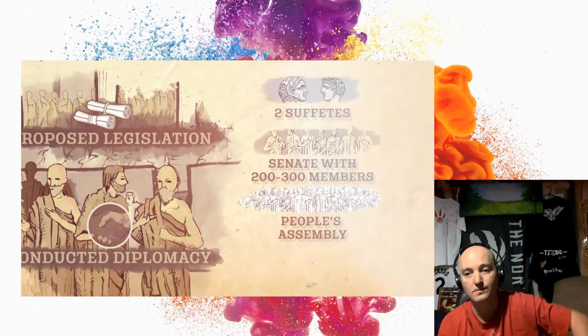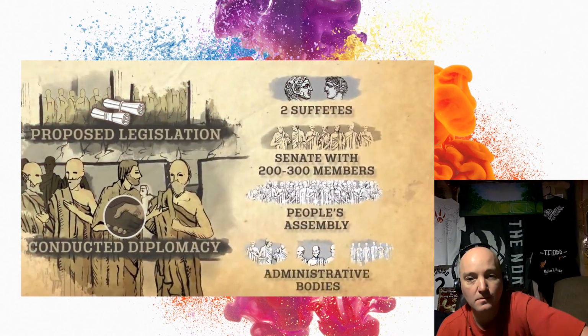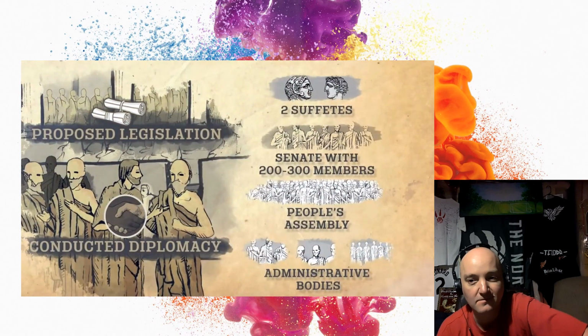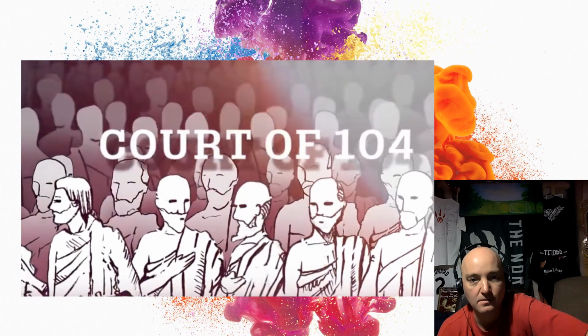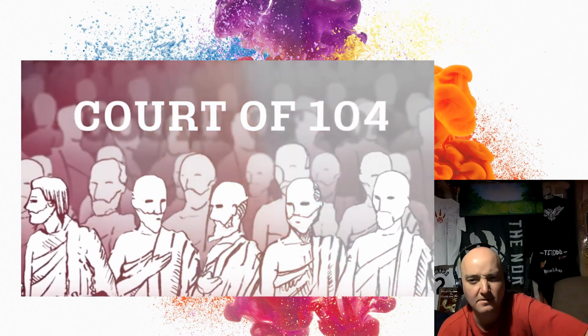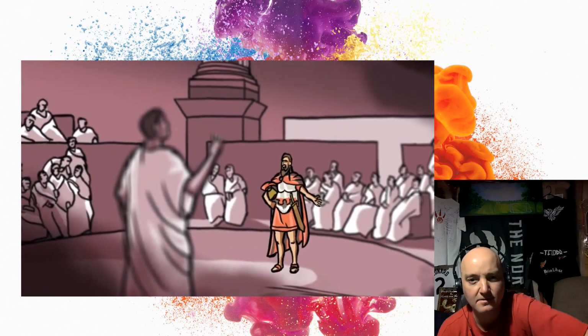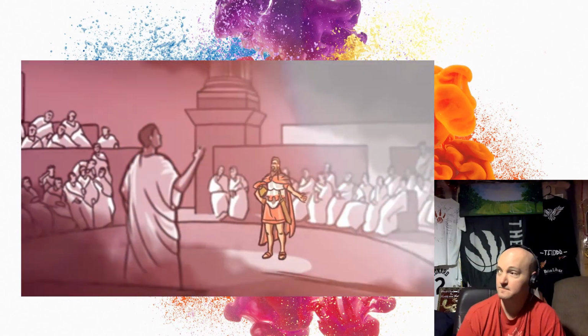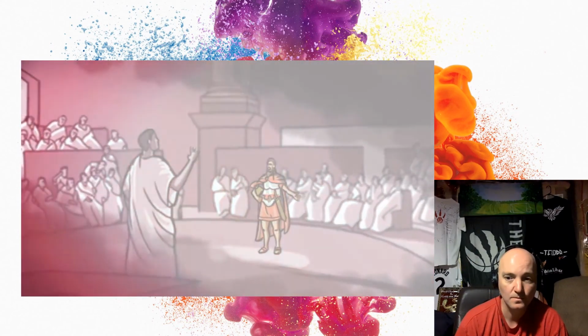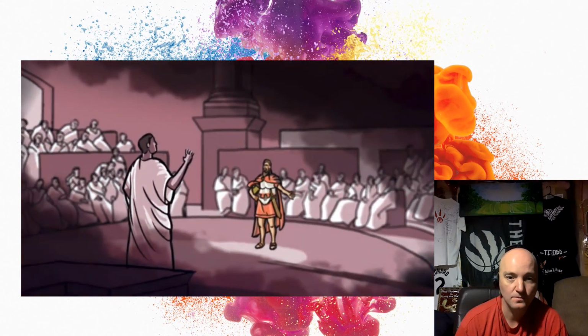At various levels of government would be other bodies which handled all sorts of administrative duties. Committees. A particularly important body was the Court of 104, which provided oversight on military commanders. Such a system was incredibly sophisticated for its time, and several ancient writers remarked on its robust nature.